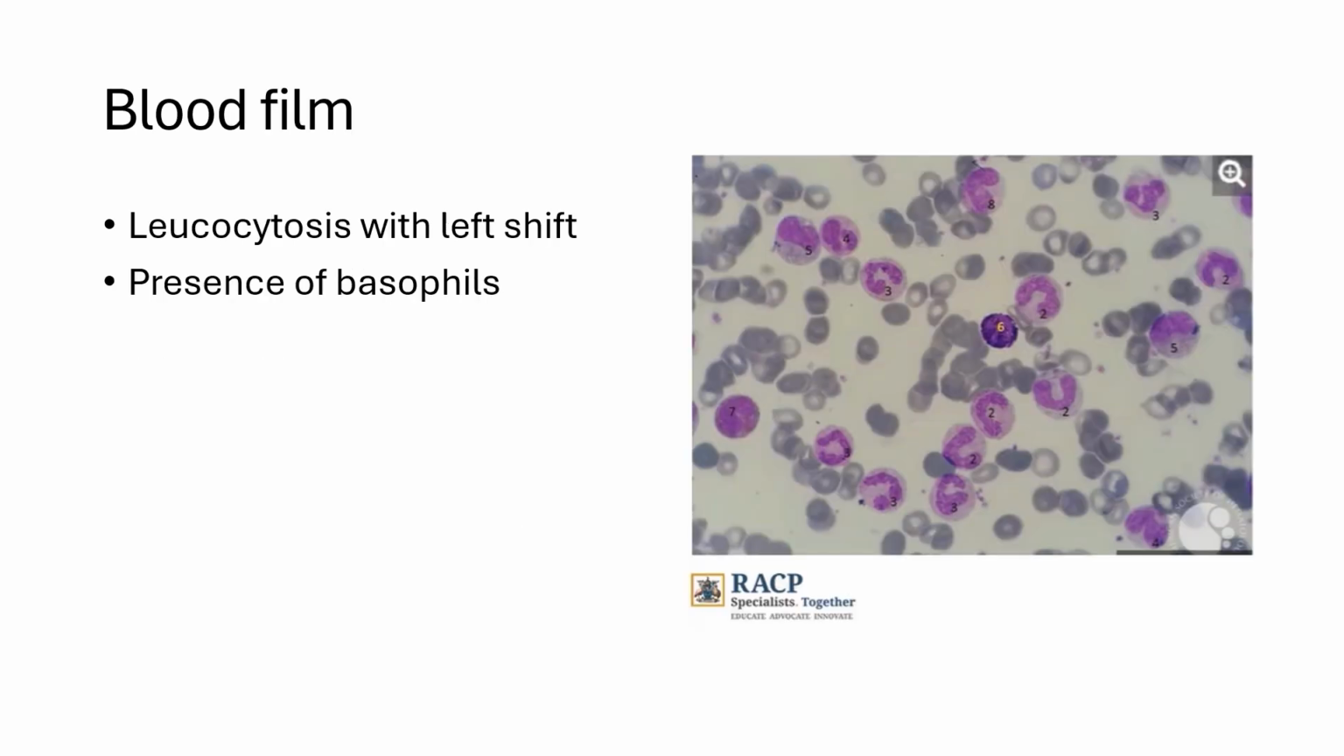On the blood film, you'll see a leukocytosis. The main feature that they'll usually mention in the stem is basophilia. So you will see lots of basophils on the film, or they'll mention it in the exam stem at some point.